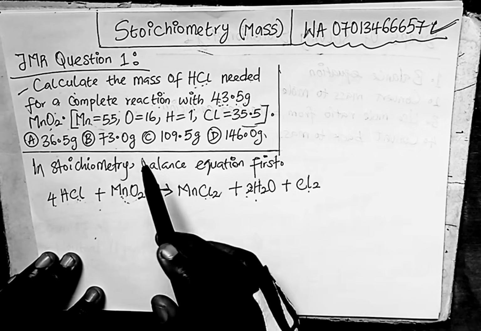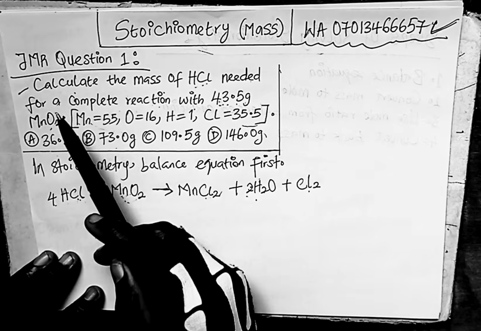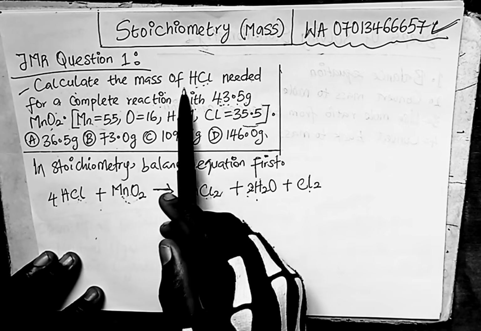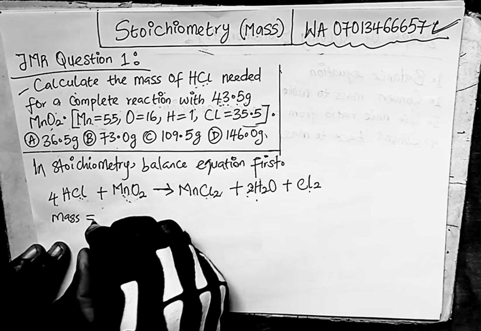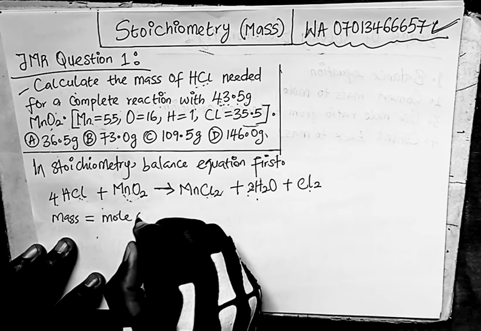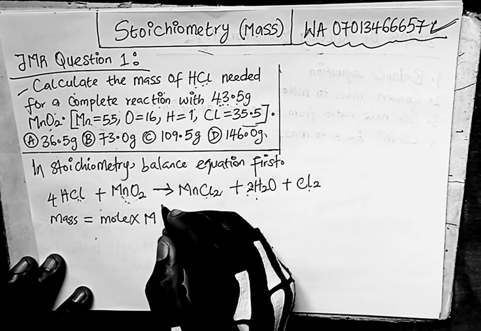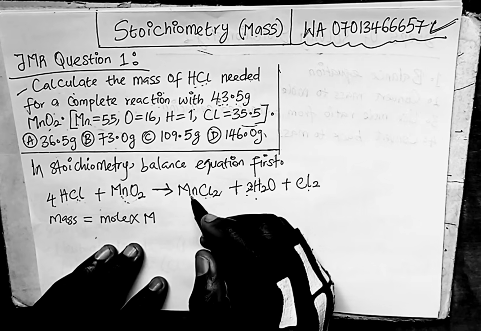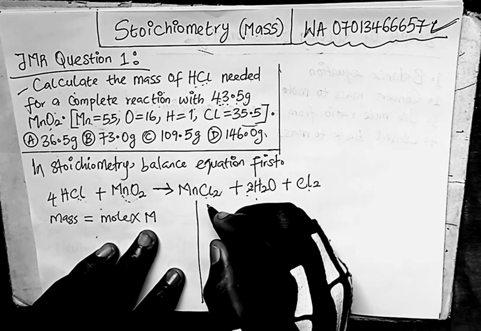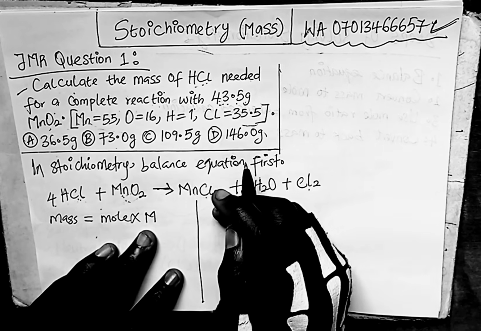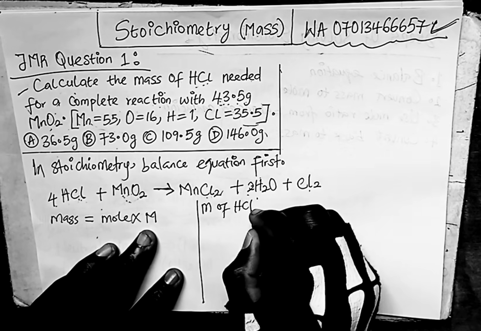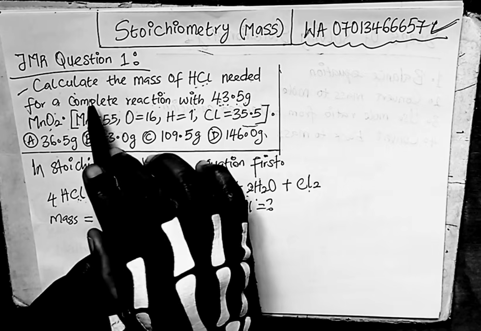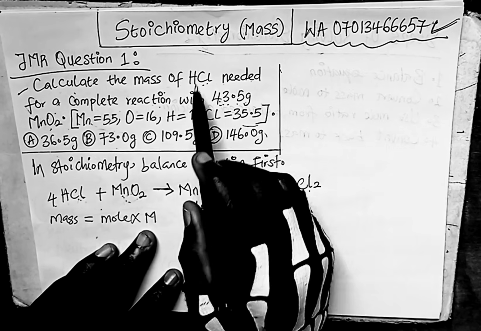All right. So let's now write out the formula. First of all, what are we looking for? Calculate the mass. We are looking for the mass of this needed. The formula of mass is equal to mole times molar mass, which is capital letter M. All right. What did they give us to solve? They gave us the mass of HCl. Now we look for the mass of HCl, that's the mass of hydrochloric acid.